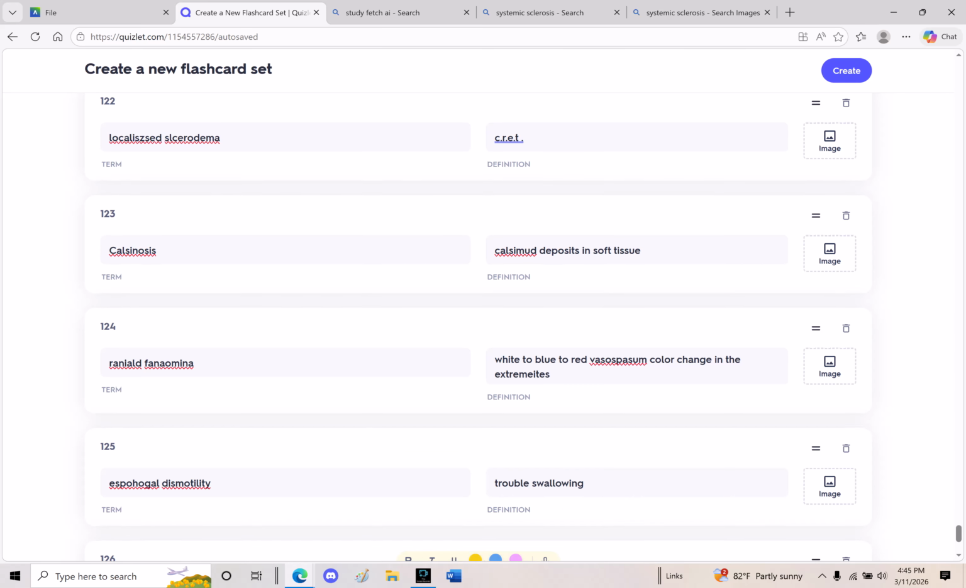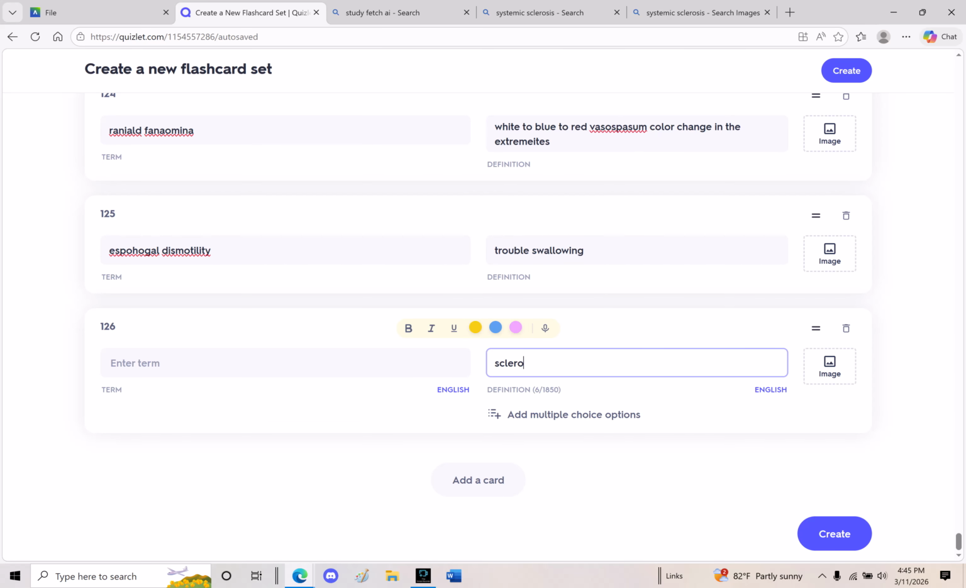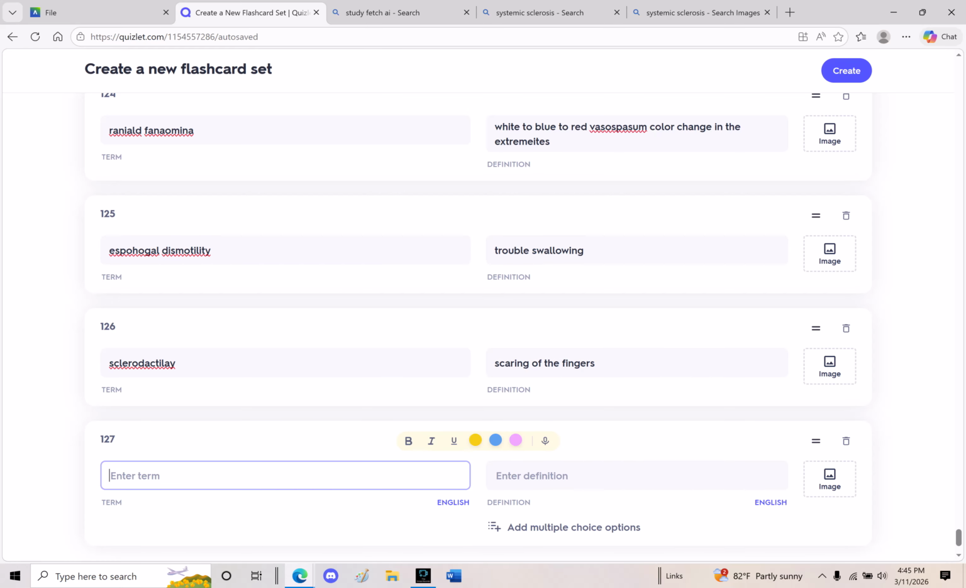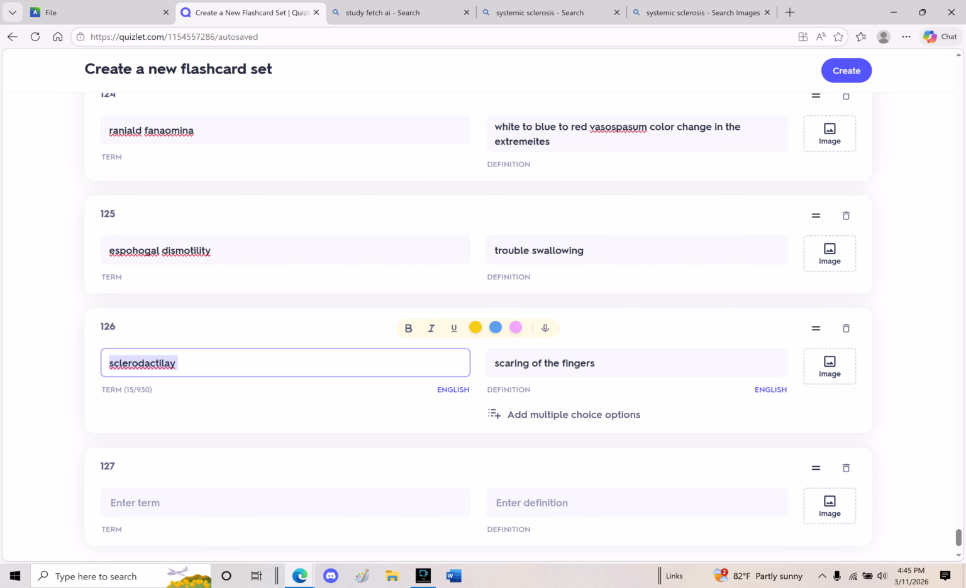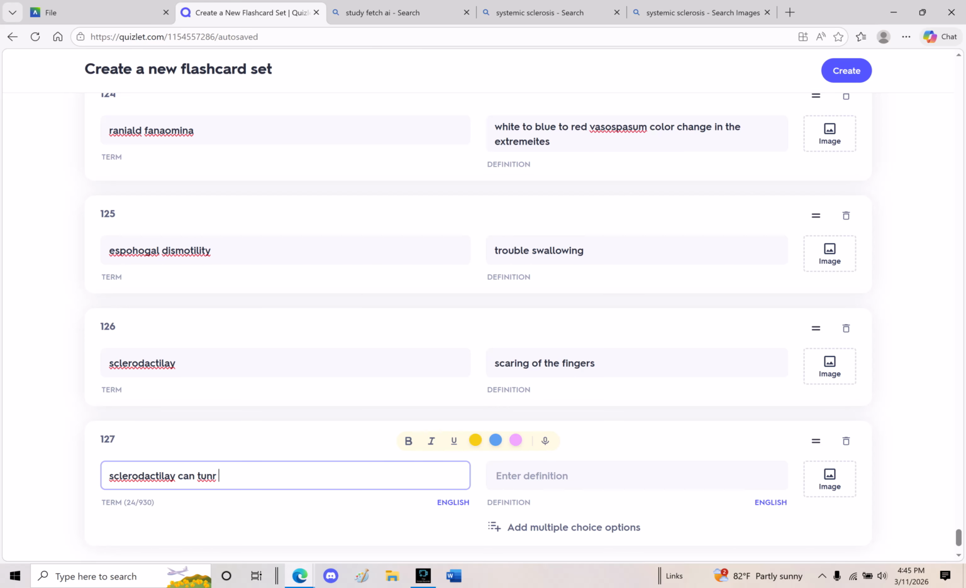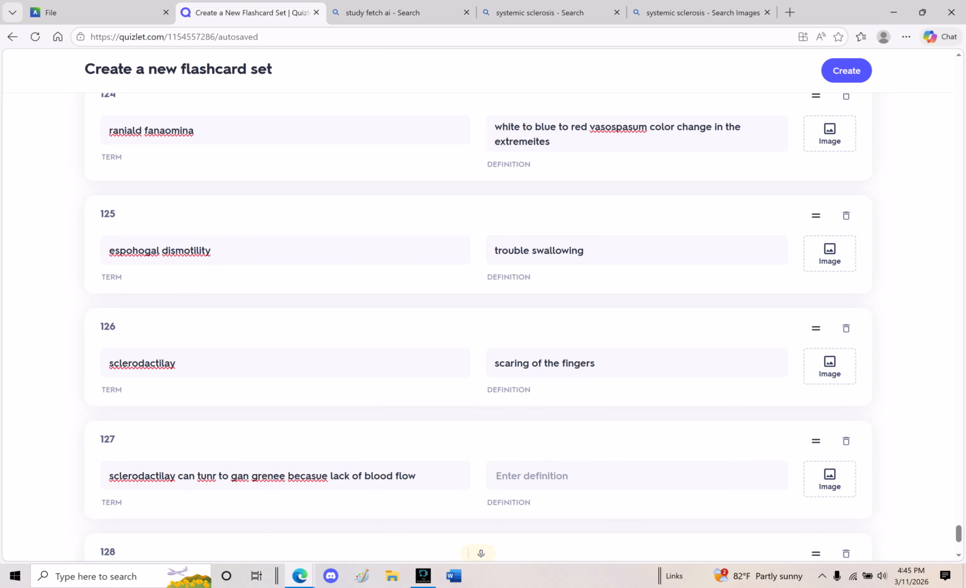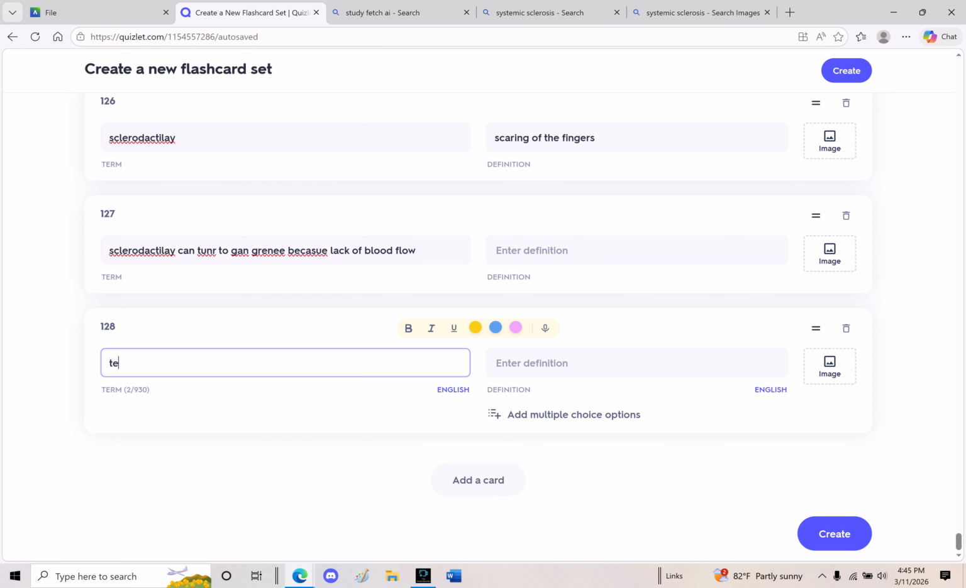You have sclerodactyly. Dactyly always includes fingers. Sclero is scarring, so you see scarring of the fingers. Now, a lot of times you'll see this turn into gangrene because your fibrous deposition will completely destroy the capillaries of the finger and cut off oxygen and blood supply. So it leads to necrosis. But sclerodactyly, scarring of the fingertips.